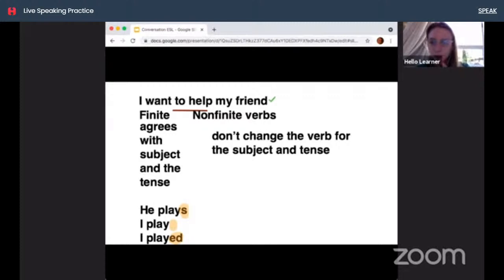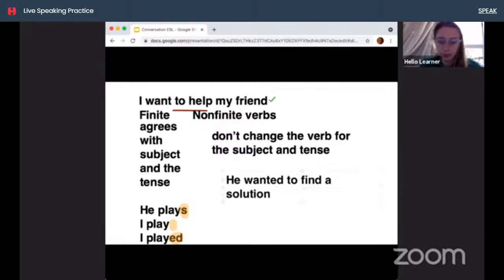Does that answer your question, Bipul? Ma'am, one more example in non-finite verb, ma'am. Okay. We can think about this time using the infinitive. He wanted to find a solution. I want to find a solution. So again, it's different tense. We have past tense here. He wanted to find a solution, but the to find doesn't change. I want to find a solution. The find isn't changing because we're using the infinitive.